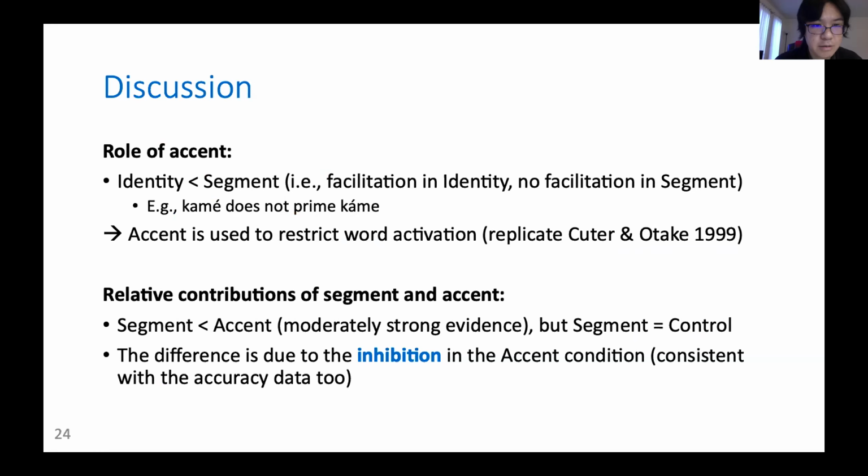Okay, so regarding the role of accent, we found the facilitation effect in the identity condition, but we didn't find any facilitation in the segment condition. So this basically means accent is used to restrict word activation, replicating Kaplan and Otake's original study. And with respect to the relative contributions of segment and accent, the results are not as clear as the role of accent. However, we found some moderately strong evidence of the difference between segment and accent conditions. However, we didn't find any difference between segment and control condition. This suggests that the difference between segment and accent condition is due to the inhibition effect in the accent condition, which is also consistent with the accuracy data.